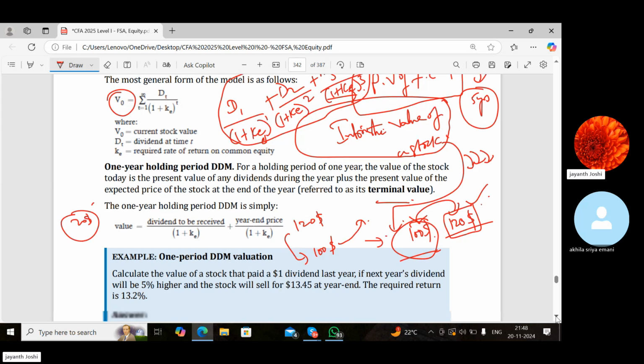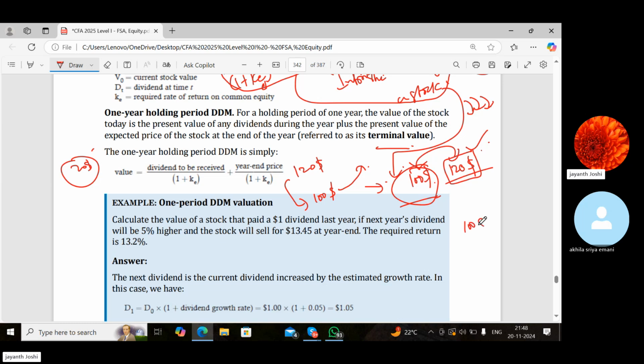Other way around, vice versa. Let's say you have estimated $100 and the stock is right now trading at $80. So one day it will definitely come to 100. It is undervalued. When you found out $100, the stock value was 120. It was overvalued. You did the short selling and made the profits. Now you have estimated your price as 100, it is trading at 80. It is undervalued, it is trading at less price.